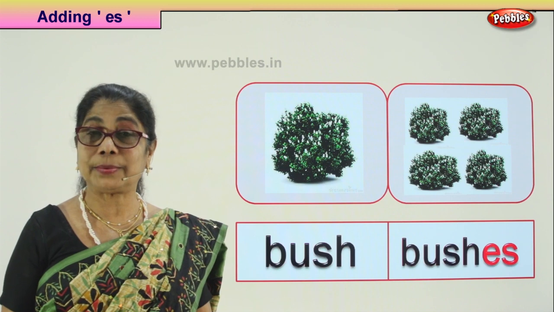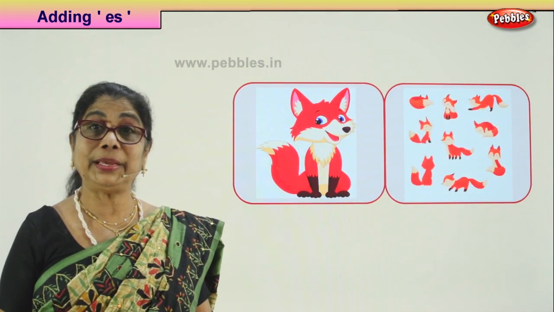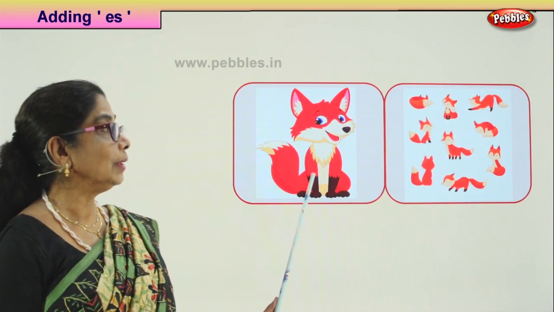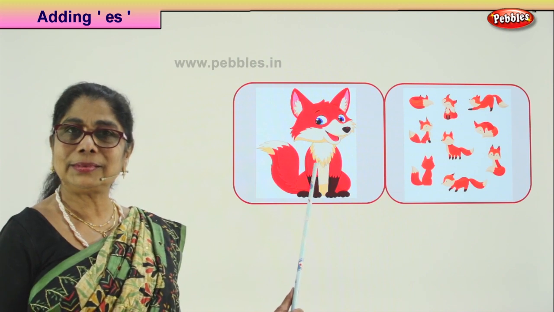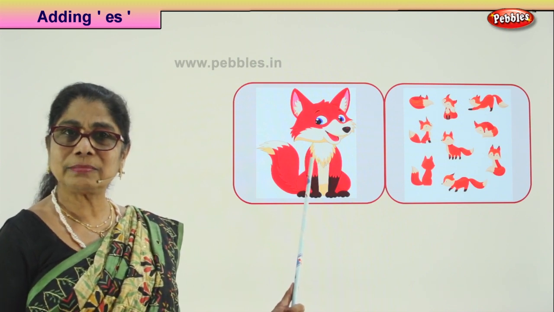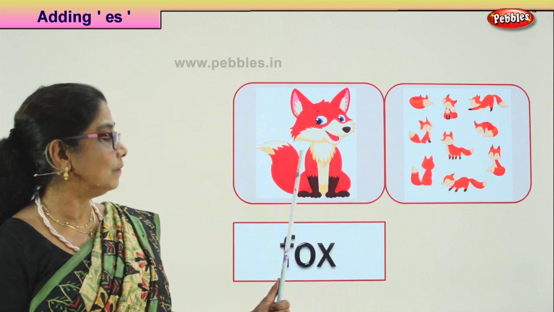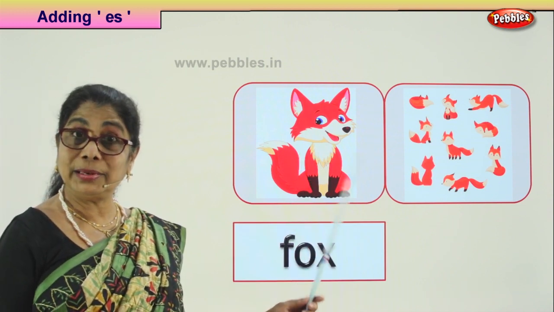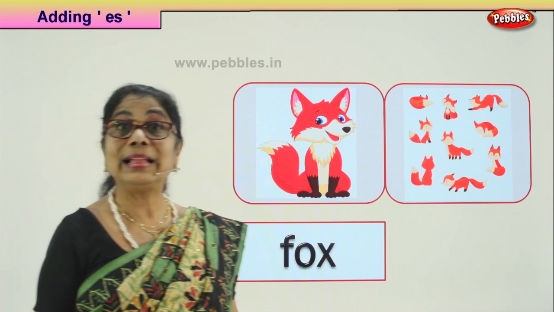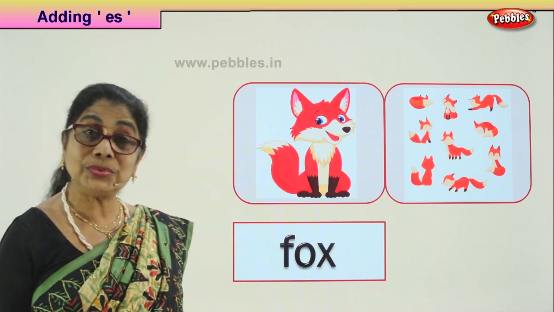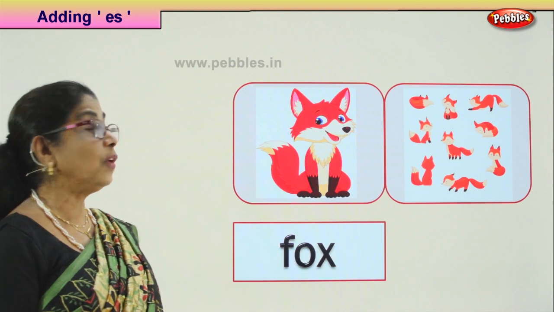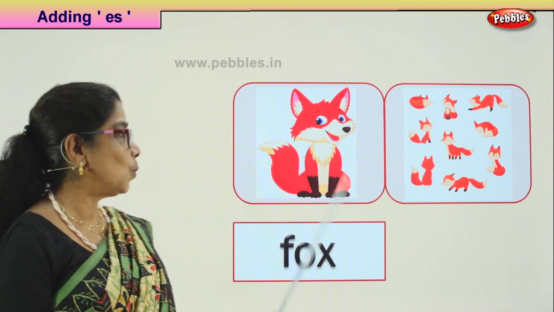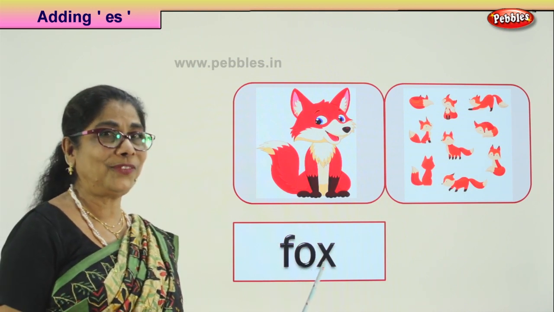Let's look at another picture. What is this? Fox. One fox. What is a fox? The wild animal. You find it at the zoo if you want to see. Otherwise, he lives in the forest. One fox. The cunning fox.